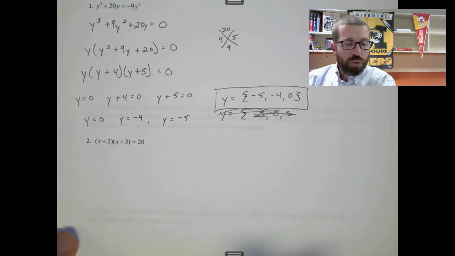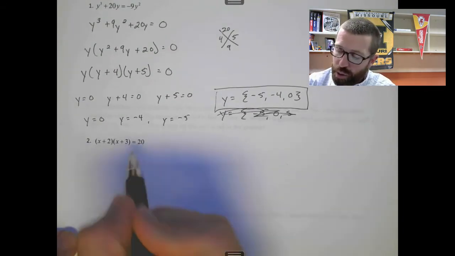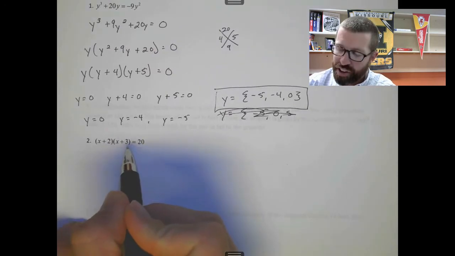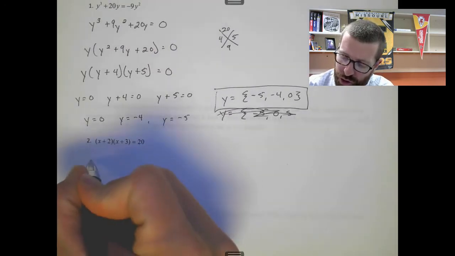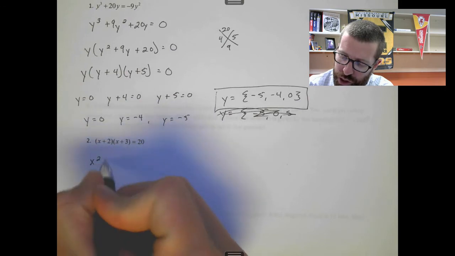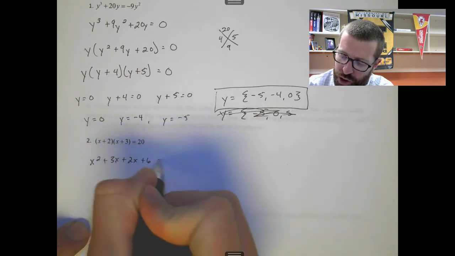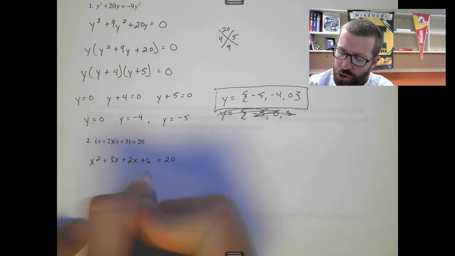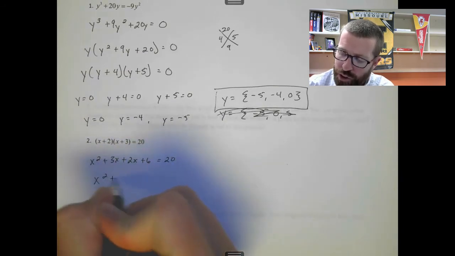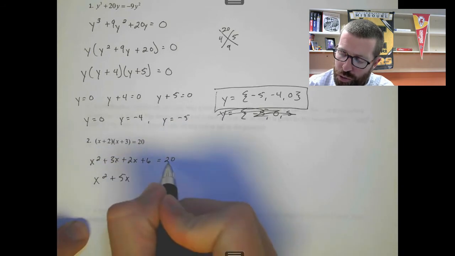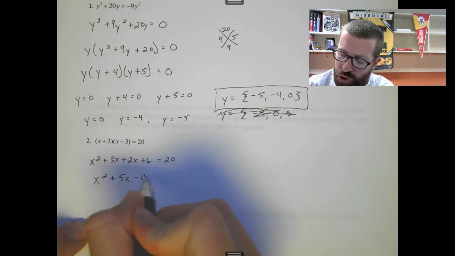Okay, try number 2. You might think, well, I'm going to set it equal to 0, I'll subtract 20, but you still need to FOIL all this out. So let's just do that first. x squared plus 3x plus 2x plus 6 is equal to 20. Then we'll do two things at once. We'll combine like terms, and then move the 20 over to get -14.